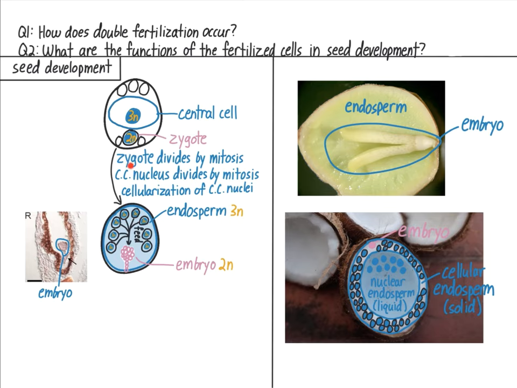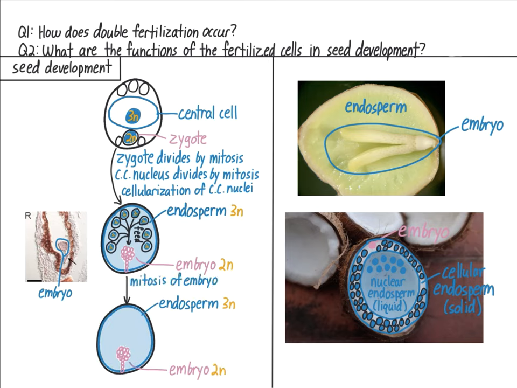Getting back to seed development, as development continues, the embryo continues to grow by mitosis, getting bigger, and using up the endosperm. Here is another stained cross-section of a more developed embryo. Once the ovule dries out, we will have a mature seed.